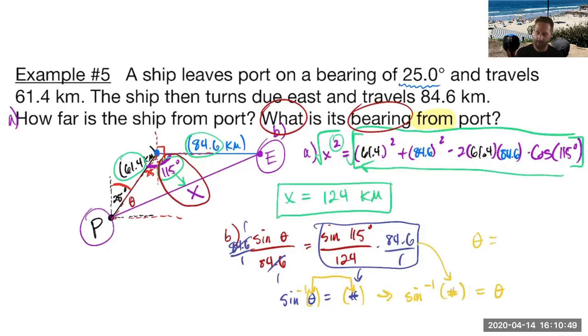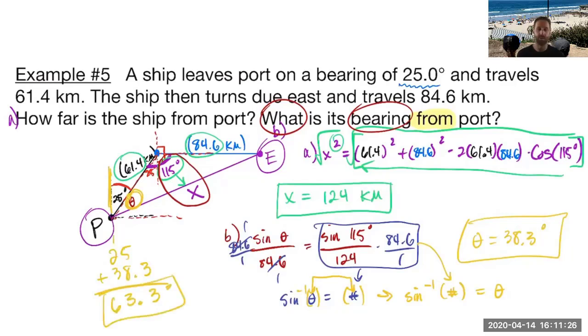But I must warn you, when you find your theta, after punching all of that in, and hopefully you got 38.3 degrees, that is not your answer. Don't get frustrated. Be careful. Make sure you finish. Remember, theta was just this. They wanted the bearing from north. So what do we have to do to that theta? We have to add 25 degrees to that to get 63.3 degrees, which would be our bearing.